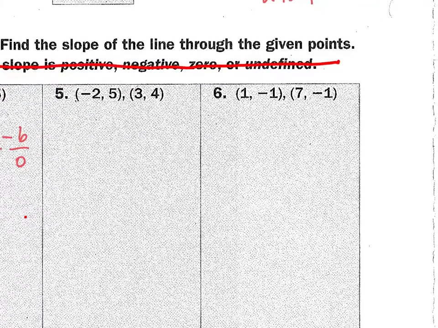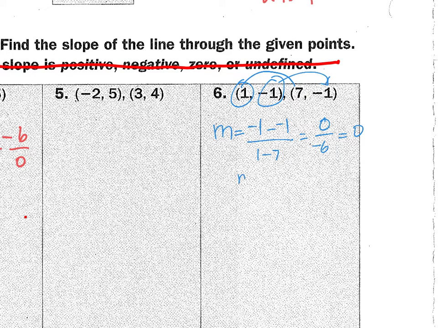Okay, I'm going to go over and look at number 6. I'm going to do m equals, this one's y value, negative 1 minus negative 1 over 1 minus 7. Well, if I look at the top, that's going to be negative 1 minus a negative 1 is 0 over negative 6. That's 0. So that slope is 0. And you can tell by looking at the y values. See how the y values are the same? That means that's an equation y equals negative 1 because they're both the same.